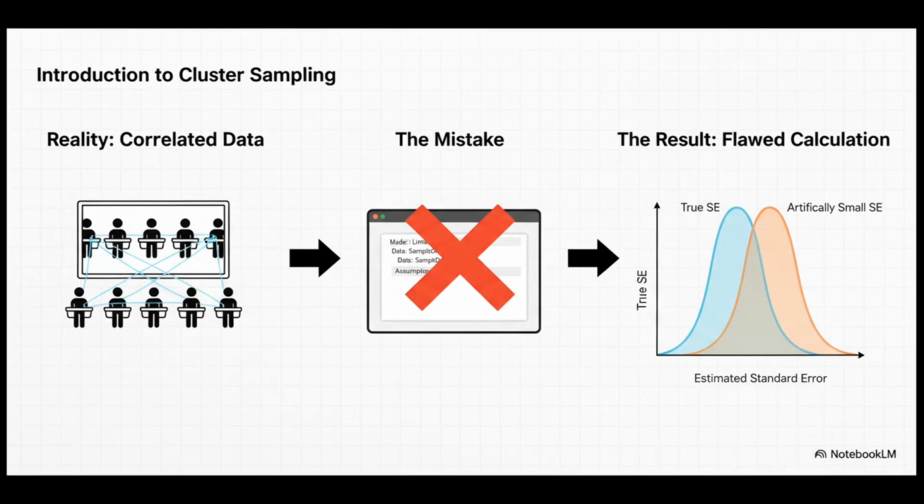So what actually happens, statistically, when you make that mistake? Well, the standard formulas you use for things like standard error assume every single one of your data points is independent. But in a cluster sample, they're not. Students from the same class are more alike. Their data is correlated. When you ignore that and treat the data like a simple random sample, the math will give you a standard error that is artificially, and sometimes dramatically, too small.